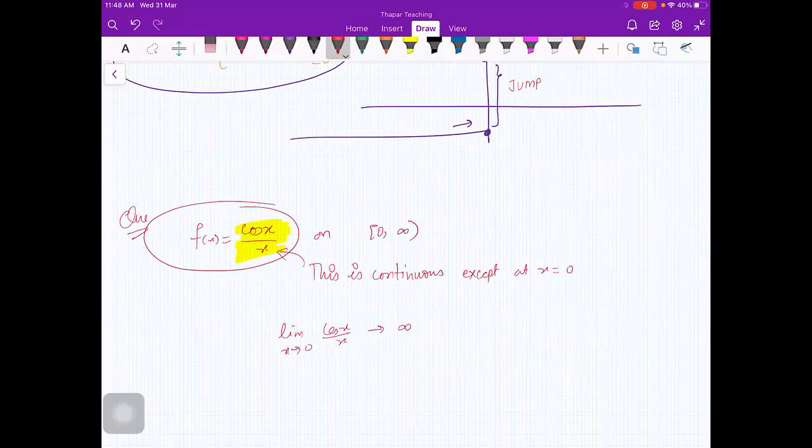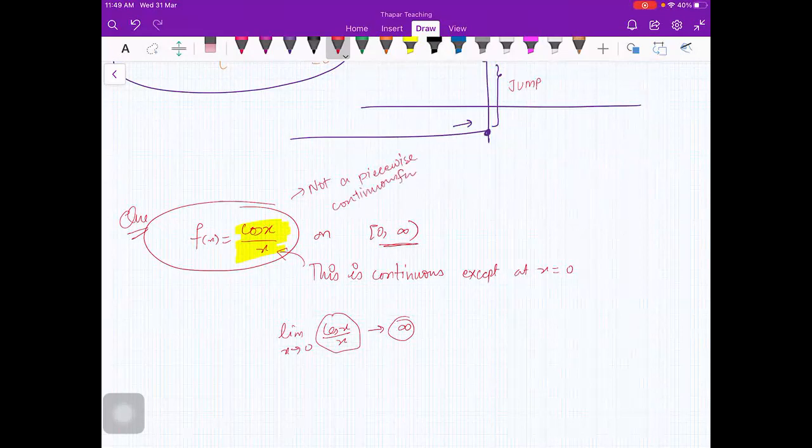So this is not a jump discontinuity. Jump discontinuity में क्या होना चाहिए? Left hand side limit और right hand side limit exist करनी चाहिए. यहाँ पे cos x upon x is going to infinity at 0. So this is not a piecewise continuous function on this interval. Is this clear?